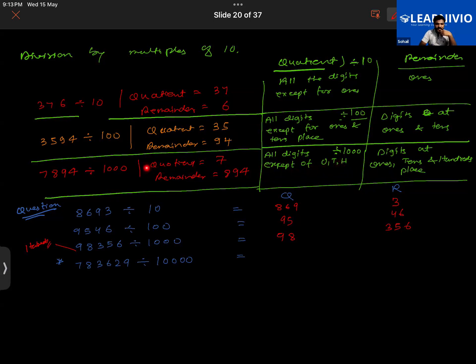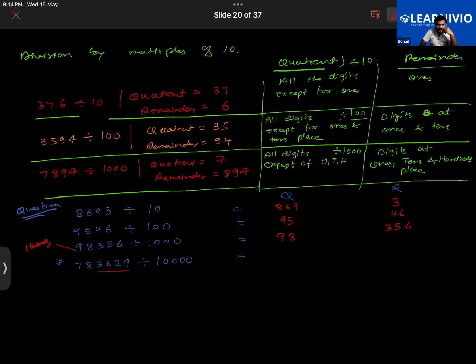Like here, you didn't count ones, tens, and hundred. Now, if you have 10,000, you would be ignoring the ones, tens, hundred, and thousand, up to the first four place values. You will be ignoring them. You won't count them. Getting it, guys?